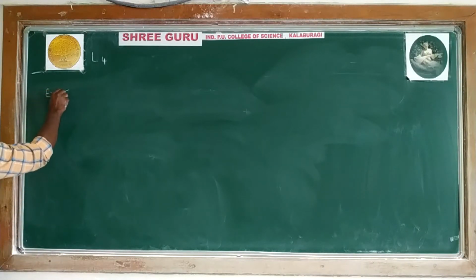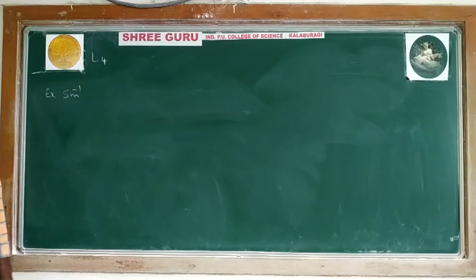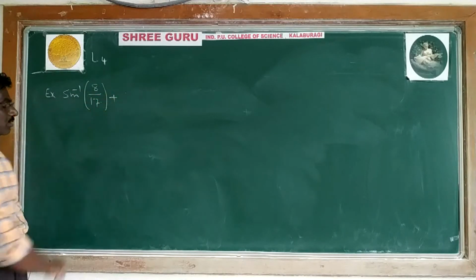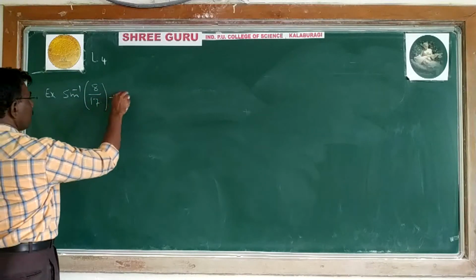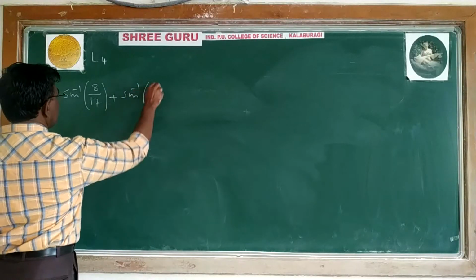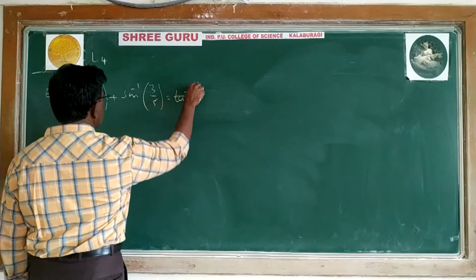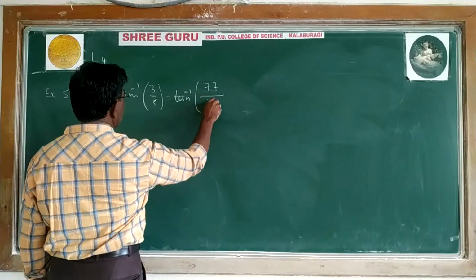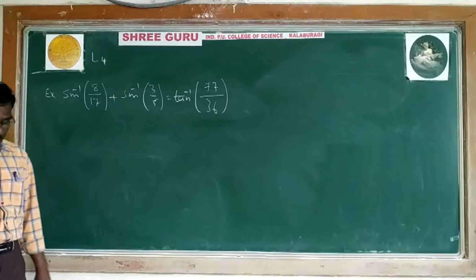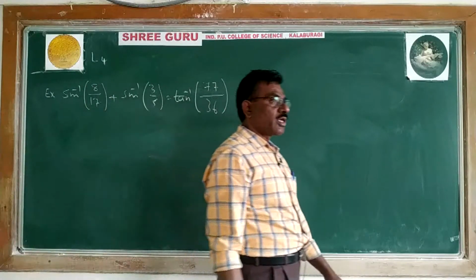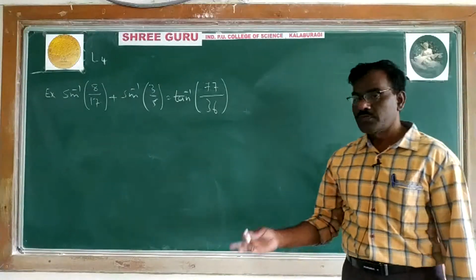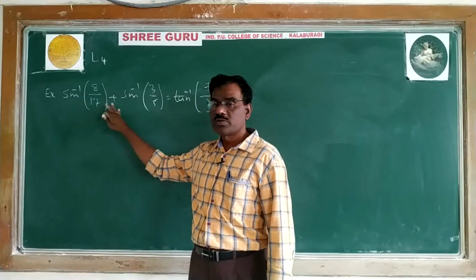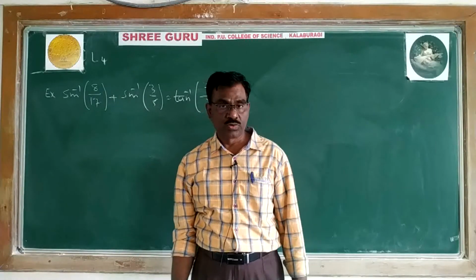Next example: sin inverse of 8 by 17 plus sin inverse of 3 by 5 is equal to tan inverse of 77 by 36. Even though I gave the formula property of sin inverse of x plus sin inverse of y, actually the sin inverse of x plus sin inverse of y formula is not there in the textbook.